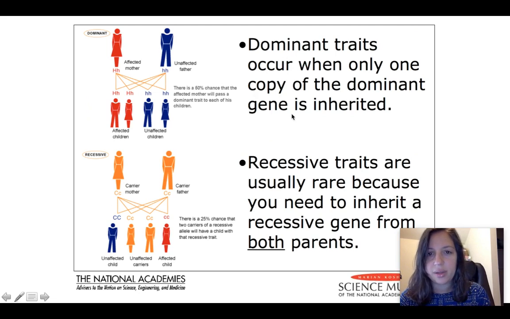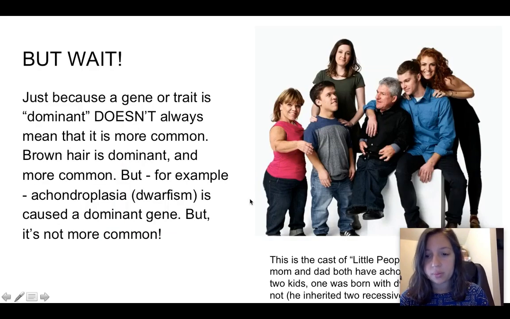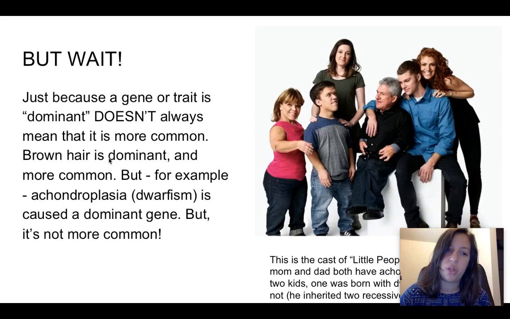Right? So again, dominant traits only occur when I get one copy of the dominant gene. Recessive traits are usually more rare, but not all the time, because I have to have two recessive genes. But just because a gene is dominant doesn't mean that it's always more common. So, for example, brown hair is dominant. We see more people with brown hair.